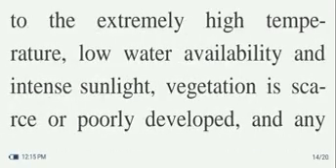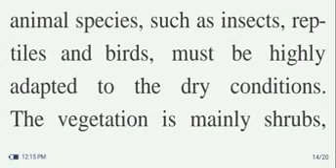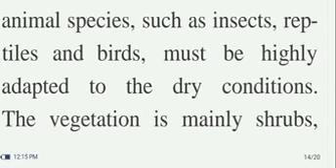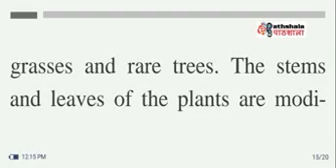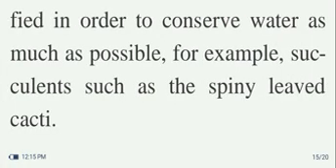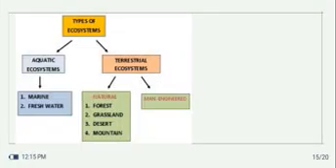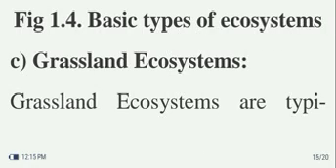vegetation is scarce or poorly developed, and any animal species such as insects, reptiles, and birds must be highly adapted to the dry conditions. The vegetation is mainly shrubs, bushes, few grasses, and rare trees. The stems and leaves of the plants are modified in order to conserve water as much as possible. For example, succulents such as spiny-leaved cacti. Types of ecosystem: aquatic, marine, freshwater, terrestrial ecosystem, forest, grassland, desert, mountain, man-engineered ecosystems.